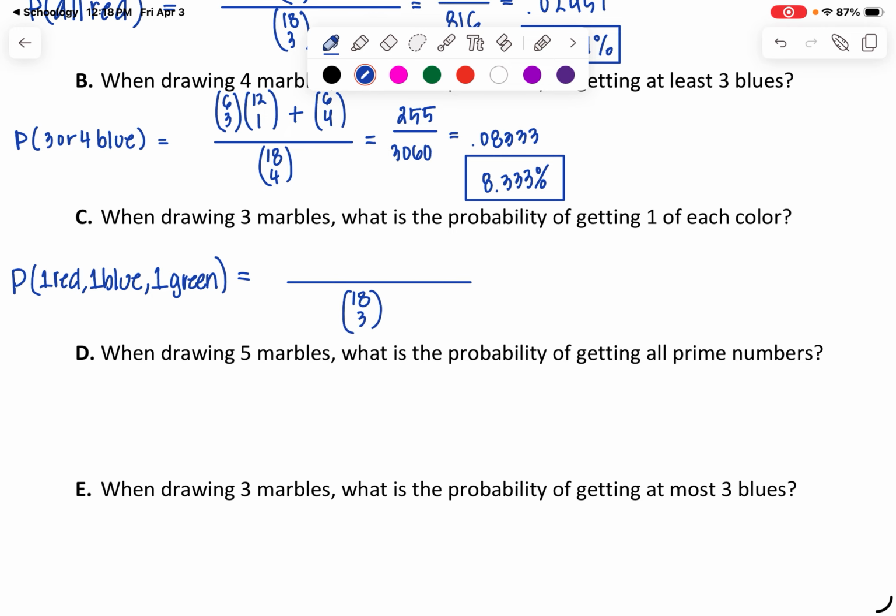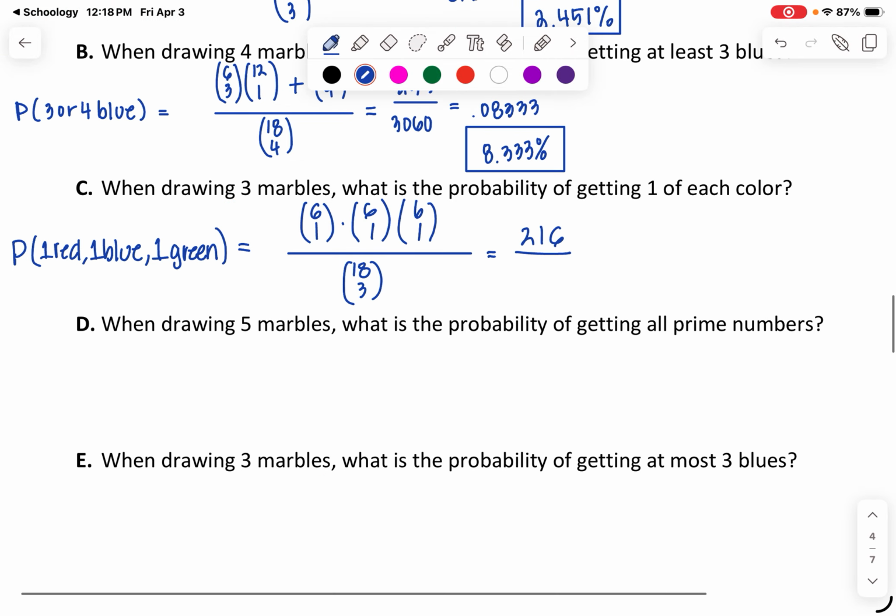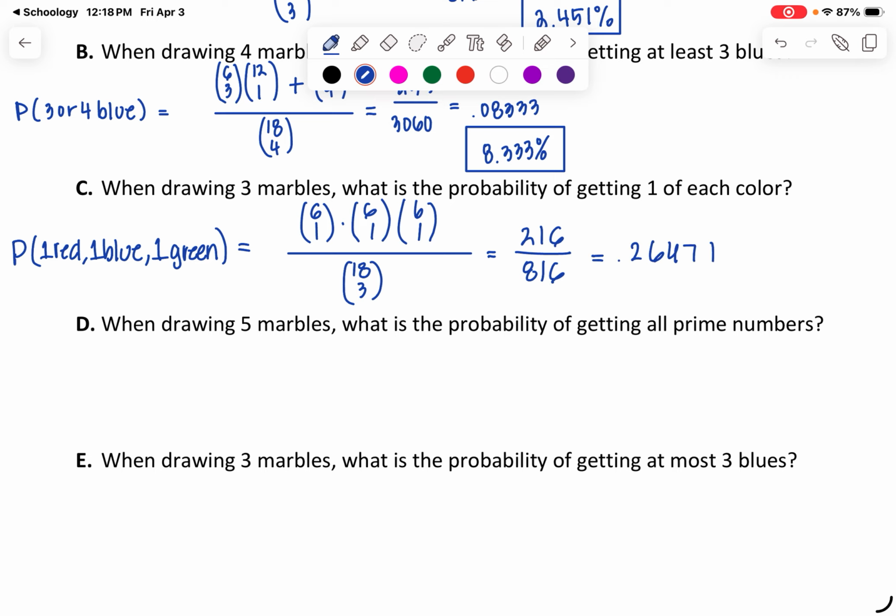And then 1 red, the probability, not probability, I did it again. How many ways can you get 1 red? So from the 6 red marbles, you're choosing 1. And from the blue marbles, you're choosing 1. And from the green marbles, you're choosing 1. So that's 6 times 6 times 6, which is 216 over your 816. So 216 divided by 816 is 0.26471, which is 26.471%.